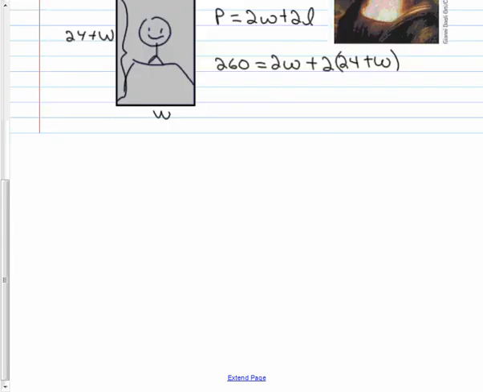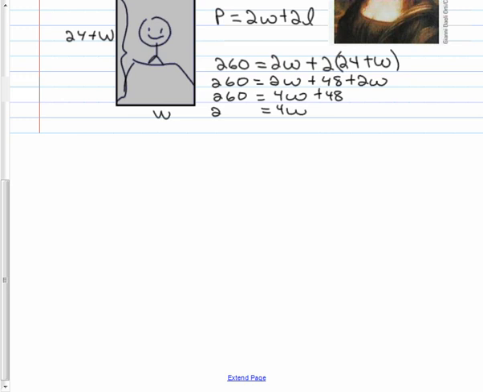How do I start it? Distribute that 2. 260 equals 2W plus 48 plus 2W. Now what? I'm going to combine like terms. I'm going to get my W's together, making 4W. Next, going to subtract 48. What does that give me? 212? Divide by 4.